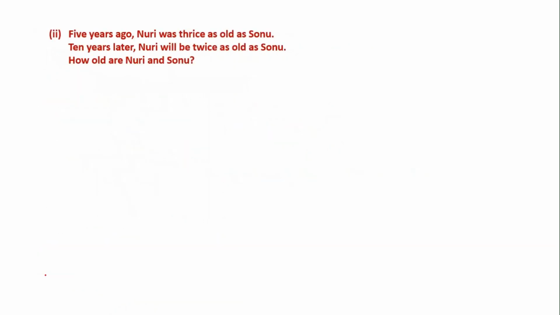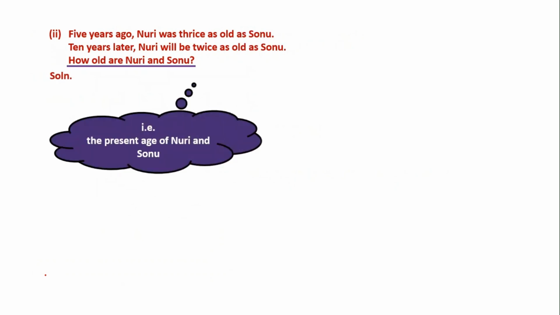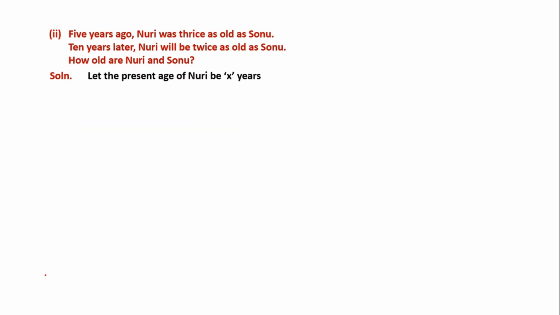5 years ago, Nuri was thrice as old as Sonu. 10 years later, Nuri will be twice as old as Sonu. How old are Nuri and Sonu? Very easy question. Again, this is based on ages. Our task is to find the ages of Nuri and Sonu. The present age of Nuri will be x years and the present age of Sonu will be y years. So form a table according to the given conditions.